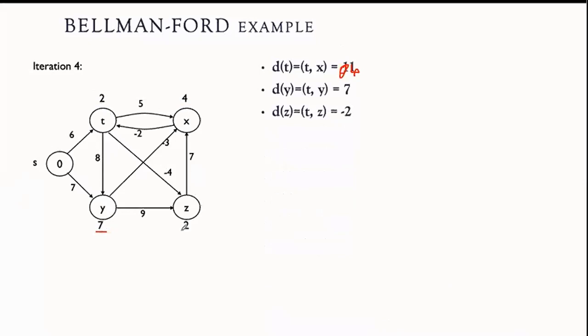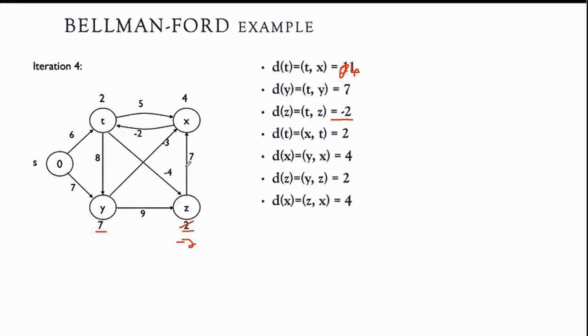T to z. Okay, distance of z is 2. But the new distance is 2 minus 4, which is minus 2. So this distance will be updated to -2. X to t, no change. Y to x, no change. Y to z, 7 plus 9 is not less than -2, no change. Z to x, again no change.